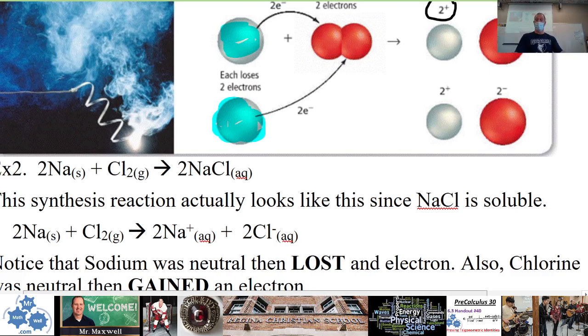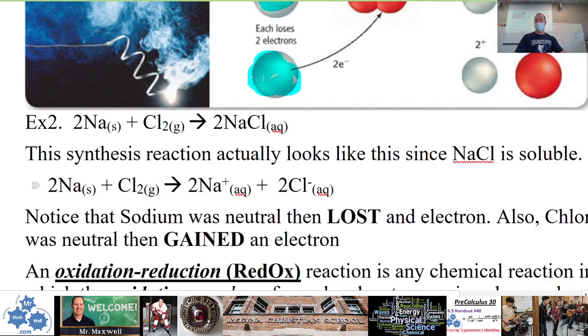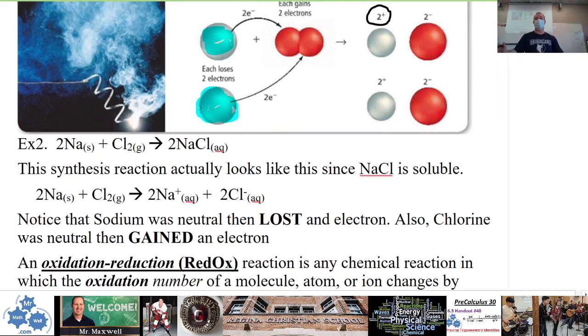So as you see here, this is sort of the disaggregation of this. NaCl aqueous, remember that's a very high solubility, so it's not a solid, it's not a compound, it's loose. It's kind of the ions are all floating around in solution. So it really looks like this. And here's where you can see that sodium here, solid, becomes sodium ion. Chlorine gas in an elemental form becomes chlorine ion. Okay? So notice that sodium was neutral, then lost an electron. Also, chlorine was neutral, then gained an electron.